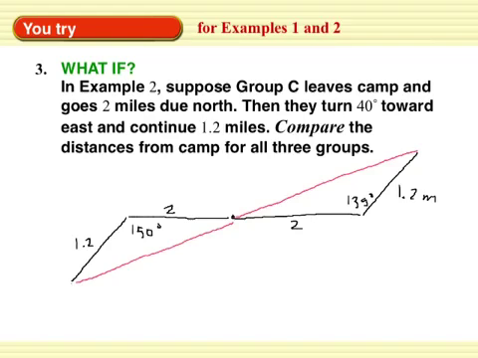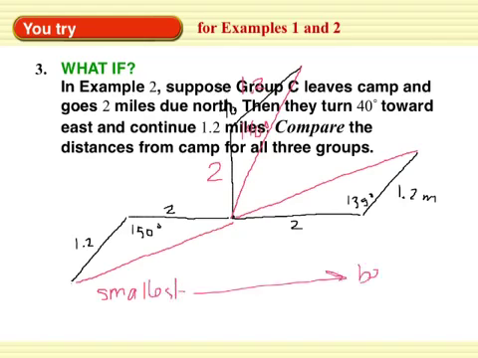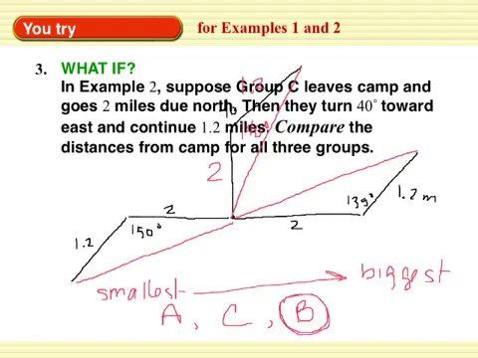Okay, let's see. Group C goes 2 miles due north. I'm going to be drawing right over my picture. Then they turn 40 degrees towards east. So this is 40 degrees. This is 140 degrees. So we went 2 miles, 1.2 miles, and back. Okay, we're going to list the distances from smallest to biggest. Our smallest distance corresponds to the smallest angle, which is group A. Our next smallest angle is group C, and our largest is group B. Still the farthest away is group B. Okay, we just looked at the included angle. Video break. Nice job.